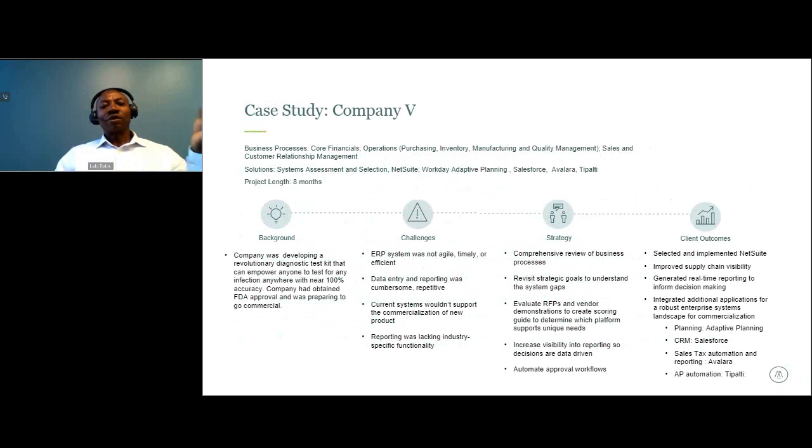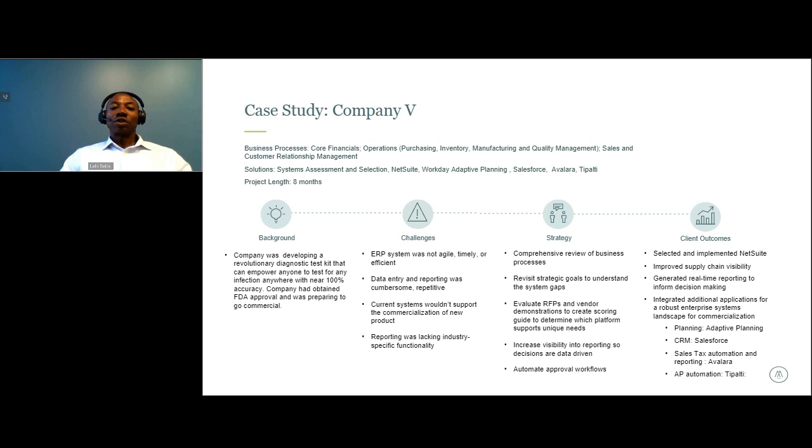Just to give a real-life example of how a company can follow the assessment process we have described to address its system challenges and also come up with solutions, let's go through the case study of our client. We'll call the company V just to protect client information. The company's business processes included core financials, operations, that is purchasing, inventory, manufacturing, and quality management. Sales and customer relationship management was also another focal process area.